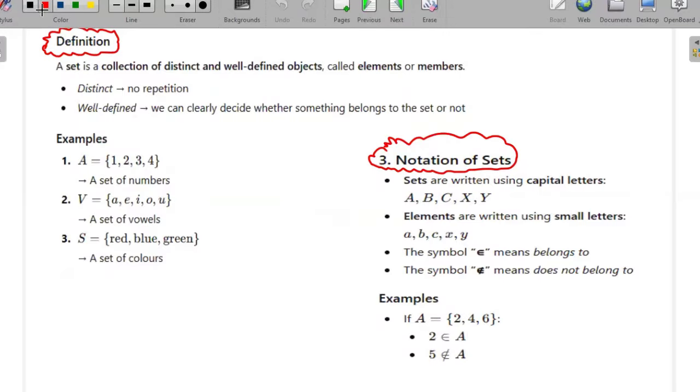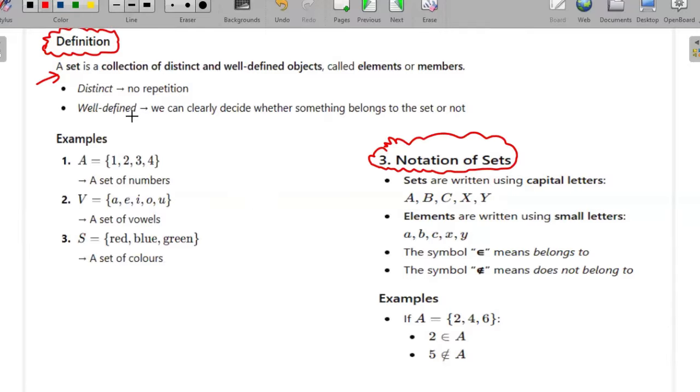Otherwise I'll just be presenting. So the first thing is to know what is a set. We've heard a lot about sets. What is a set? A set is simply a collection of distinct and well-defined objects. These objects, we're going to be calling them the members or elements of that particular set. It is a collection of distinct, meaning that in that collection, there should be no repetition. The thing should only appear once.